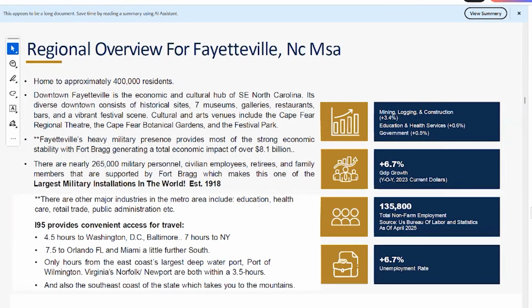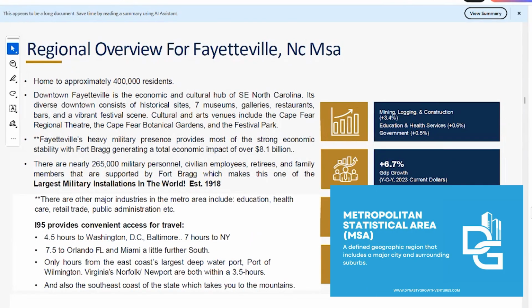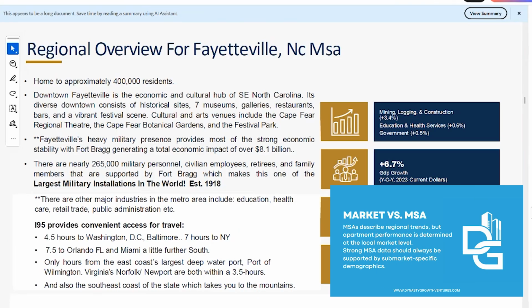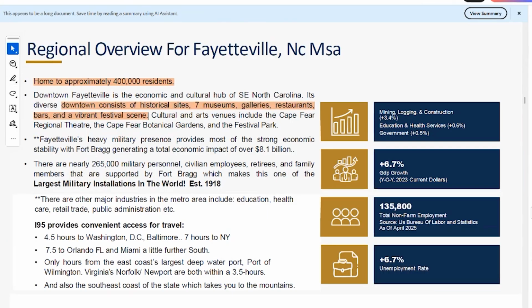Regional overview of our MSA, which is our metropolitan statistical area. This is our market for pretty much 400,000 residents in our market, MSA at least. Multiple historic sites, 7 museums, galleries, restaurants, bars. We want a vibrant downtown, right? Think about if you want to live there. Would you want to live anywhere boring with nothing to do? Do you think a lot of people would move there? So some of this is common sense.